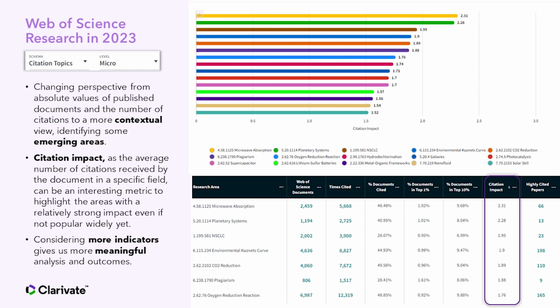When you consider more indicators, not only volume and number of citations, you have more context and more insights, and you can make more meaningful analysis, not just focusing on number of publications or number of citations. So here you have more context where you can compare the impact of the output, the impact of a topic, with the rest of the world.